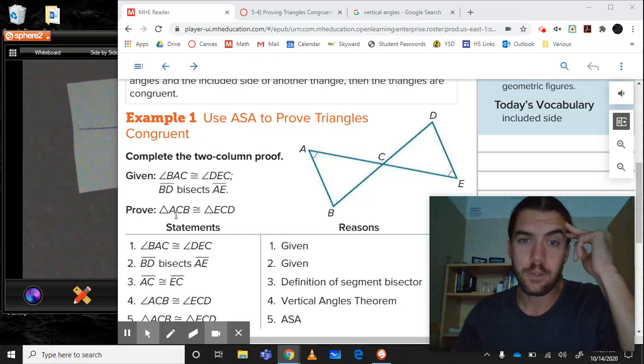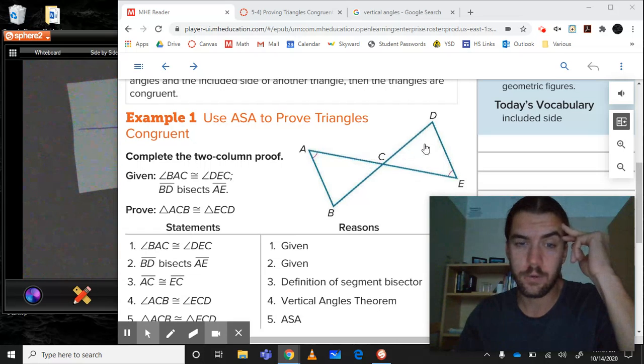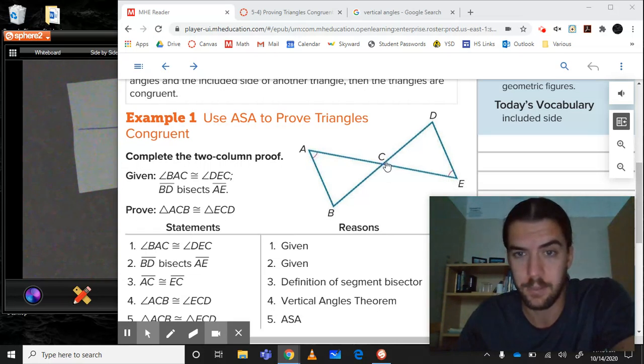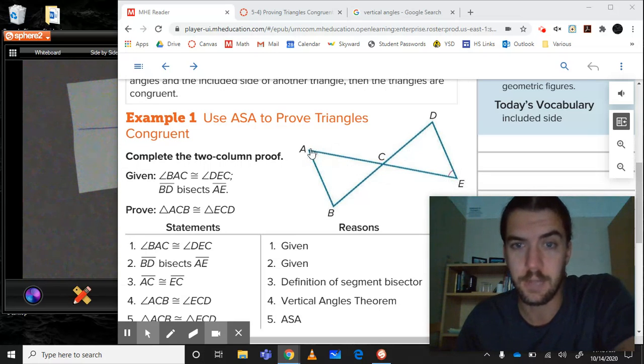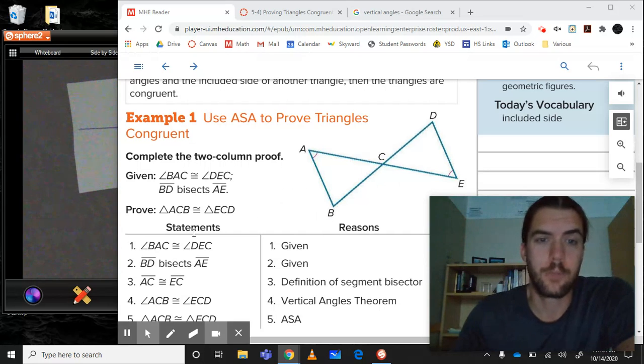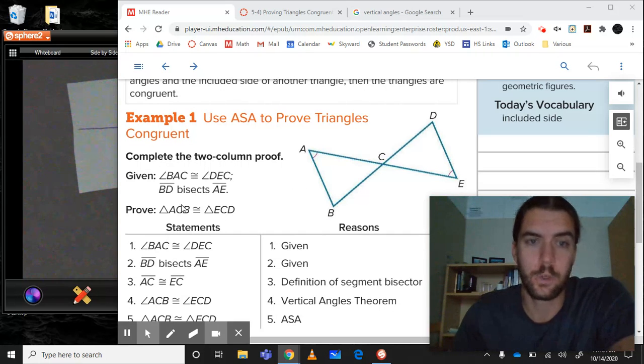We want to prove that the triangle ACB, so this triangle, is congruent to that triangle. All we know so far is that these two angles are the same and that this line has cut AE in half. So the first statement we'll make, we'll just say what's already been given.